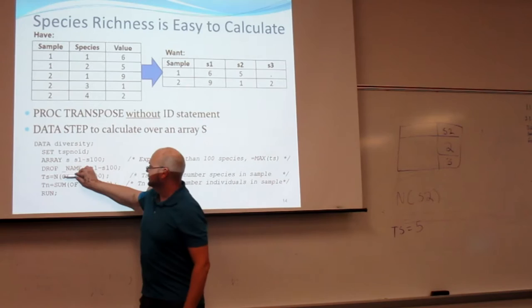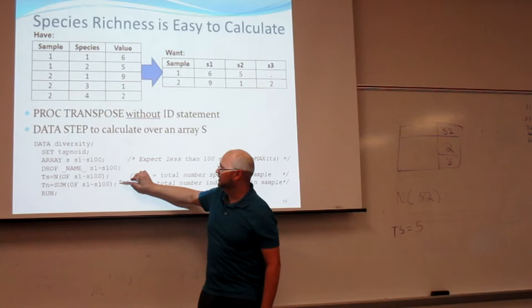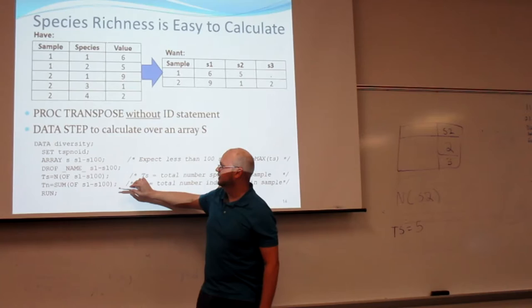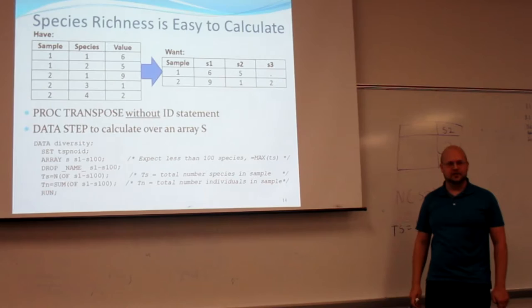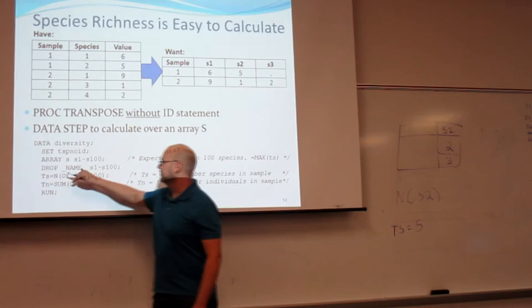So here's a question that I've got. This is from last lecture. When I run this data step, in the next file, which is called diversity, do I have those 100 tables? No, you shouldn't. Why don't I have those 100 tables? Because I dropped them right here. Does it matter that I dropped them first?